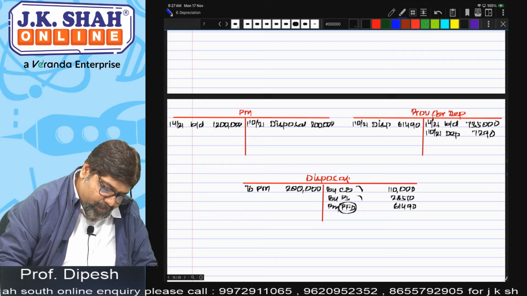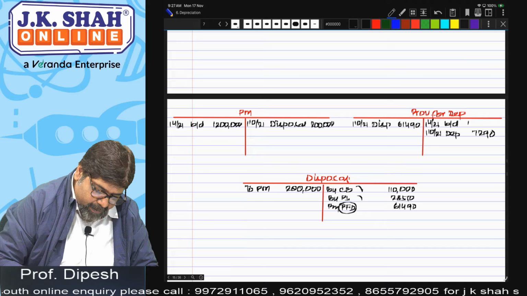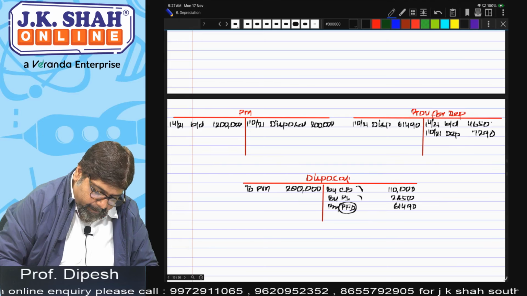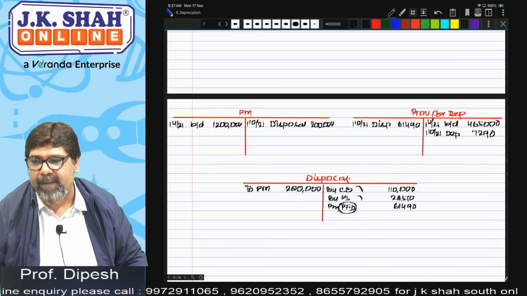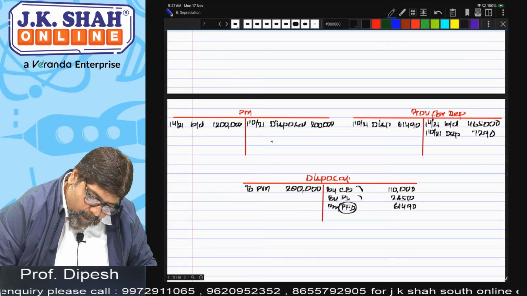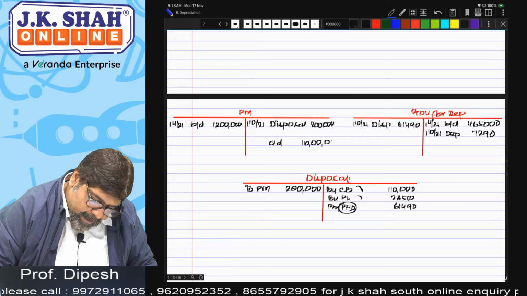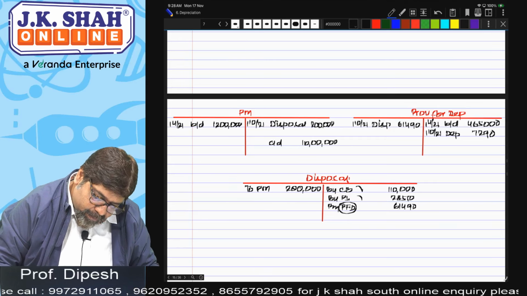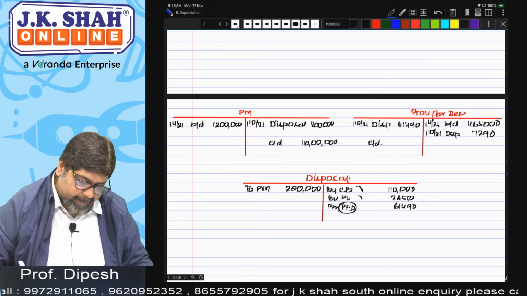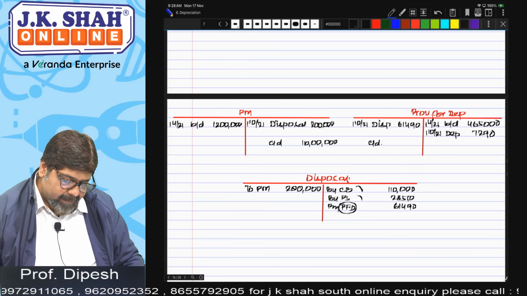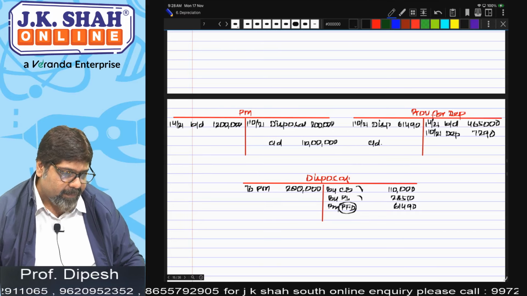Balance brought down is 465. Correct. Now tell me the closing balance of all. This is 10 lakhs. And tell me the closing balance of provision also. 465 plus 7290 minus 61410.